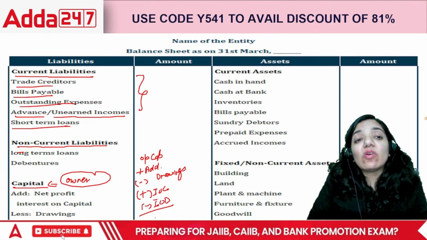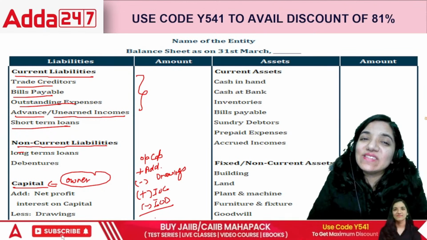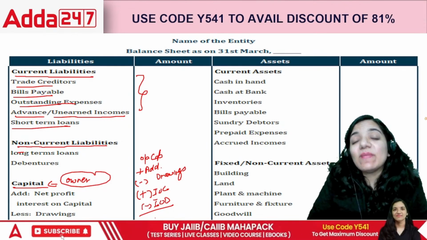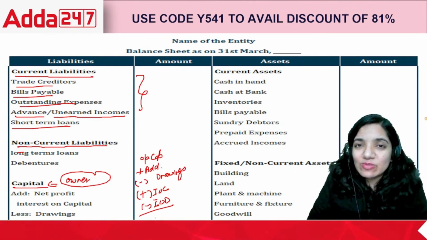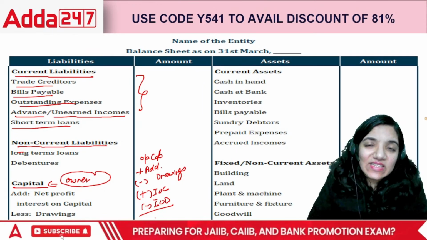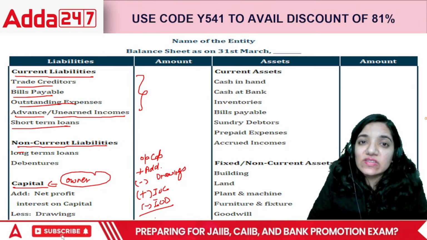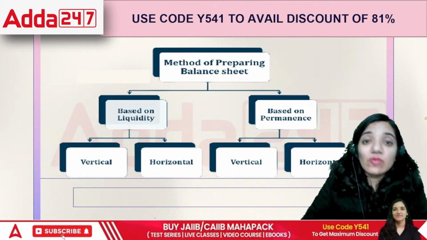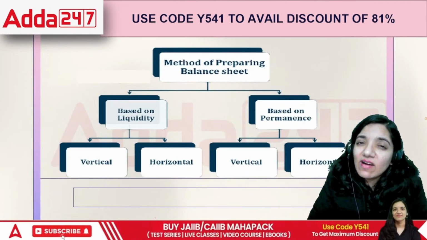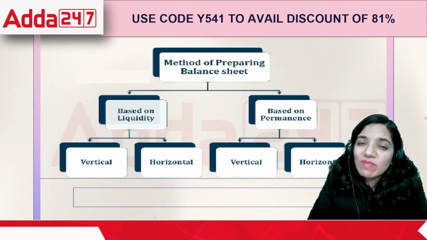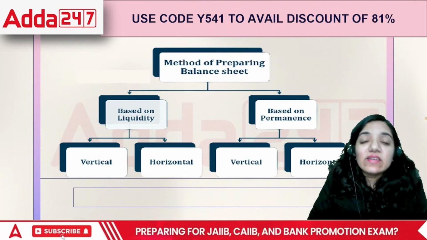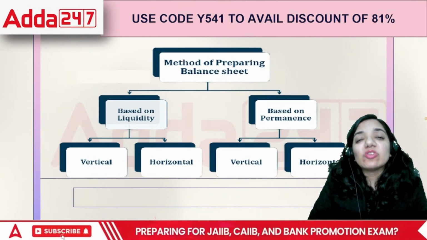So this is what we call the assets and the liability side of the balance sheet. The balance sheet does not have a debit and credit side, as it's a statement, not an account. This is how a balance sheet looks. But are there any other ways through which we can show the balance sheet? Indeed, there are. In terms of preparation of the balance sheet, we'll be talking about it.